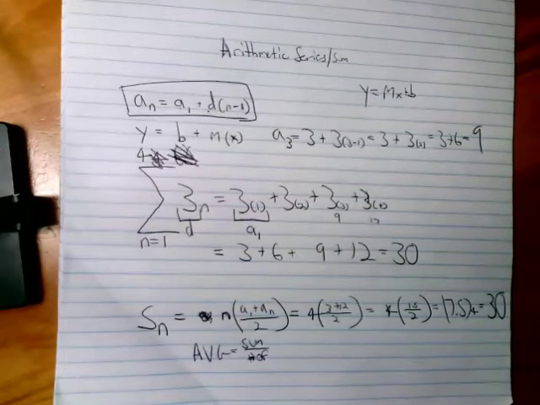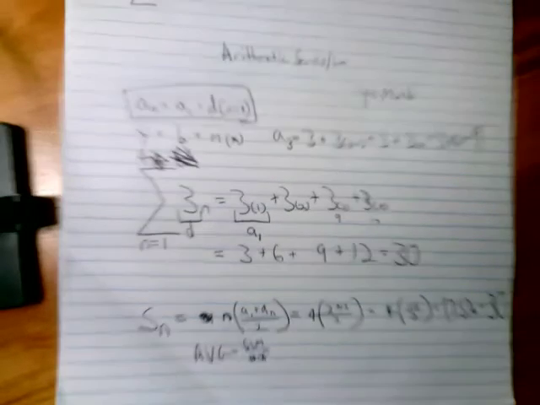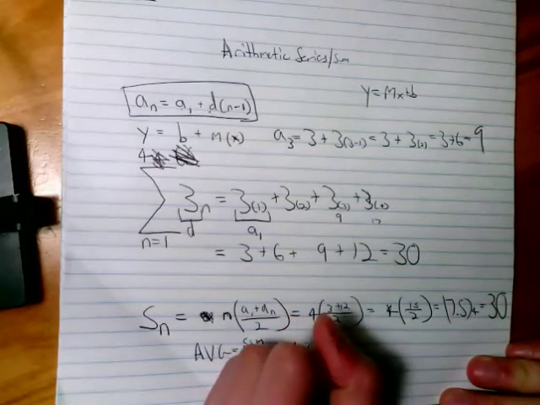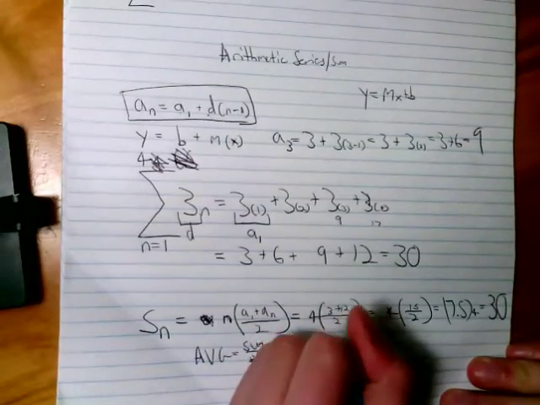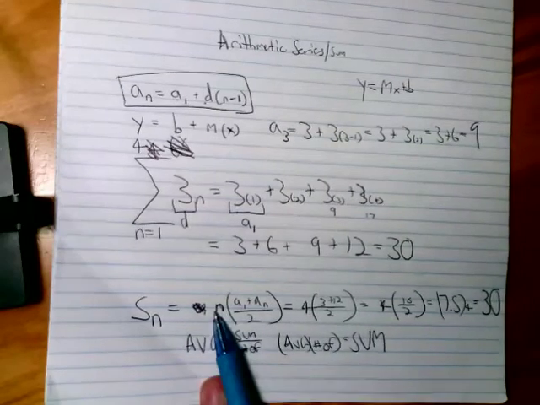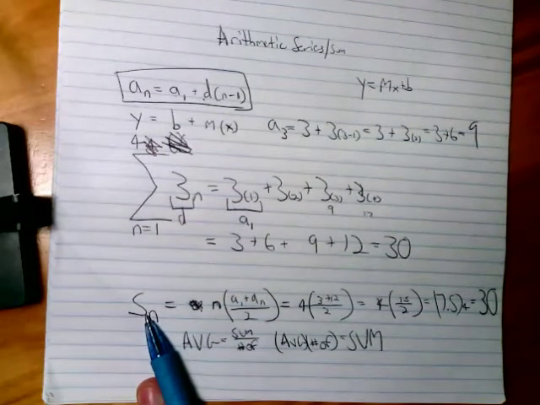Well, now we're trying to find the sum. That's how you find the summation. You do average times number of terms, and you get the sum. That's exactly what's happening here. You're finding the average, and you're multiplying it by the number of terms to get the sum.